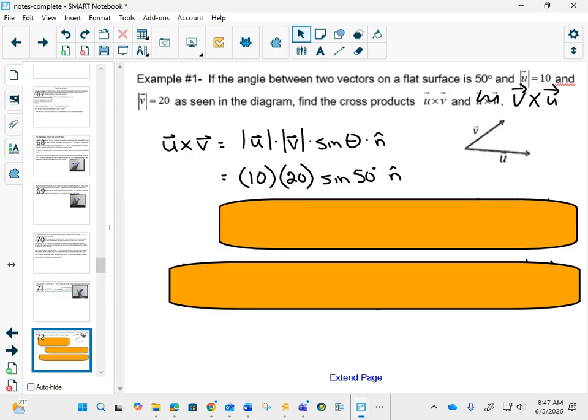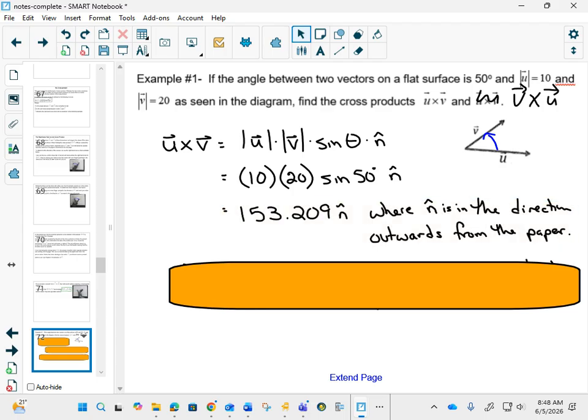And in this one, I'm going from U cross V, so I'm going U to V. Think of tightening your toothpaste cap or loosening it. If it's loosening it, then it's going to be coming up. Lefty loosey, it's going to the left. So we're going to get our answer, but then we have to write a statement where N is in the direction outwards from the paper.